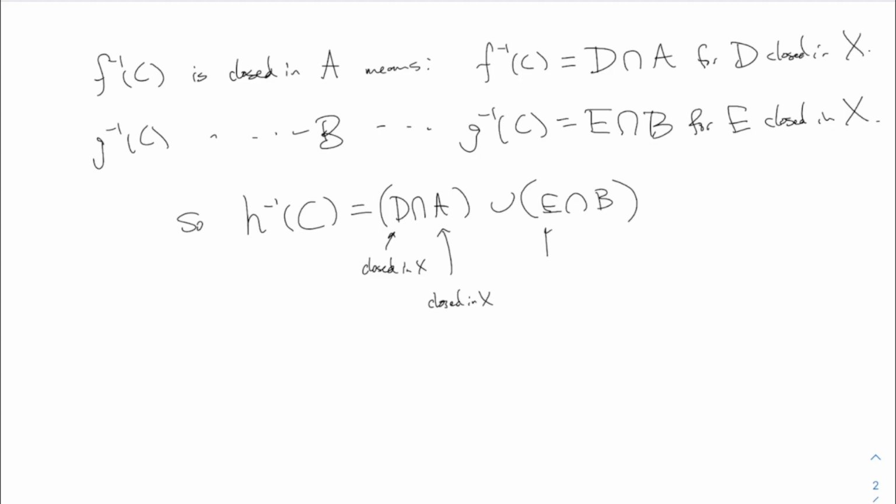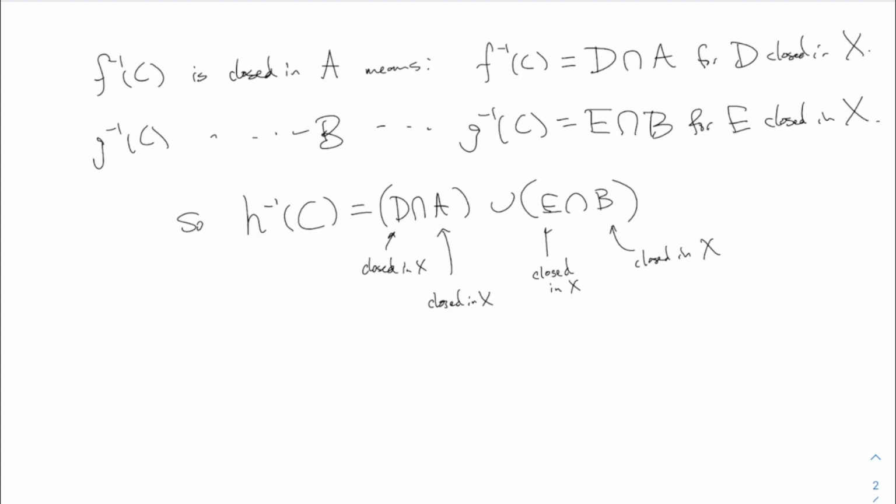And then E is also closed. Actually, all of these things are closed in X, right? D and E are closed because of what we figured out right here, and A and B are closed because that was an original hypothesis in the theorem. So this is also closed in X. And so this whole thing will be closed. First of all, this intersection will be closed because the intersection of closed sets is closed. This intersection will also be closed, and then you take the union, and it's also true that the union of closed sets is closed. All right?